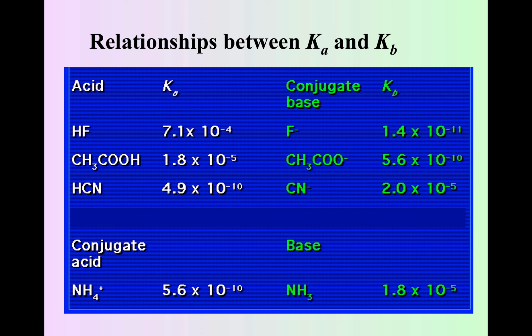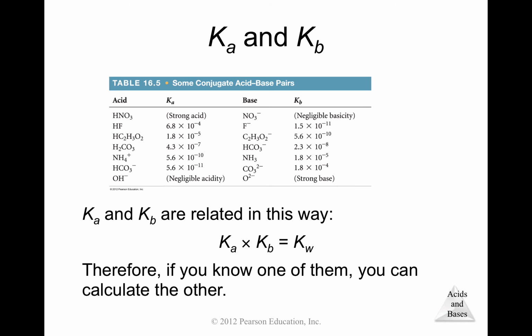So some representative Ka and Kb values, right? So hydrofluoric acid is 7.1 times 10 to the negative 4. So its conjugate base, fluoride ion, would have a very small Kb value, right? 10 to the negative 11. If we look at ammonium ion, right, with a Ka value of 10 to the negative 10, the Kb value of ammonia is going to be bigger, right? Close to 10 to the negative 4. So these are just some more values, right, out of our book.